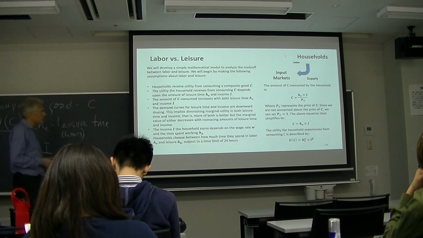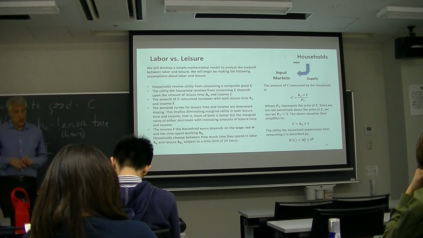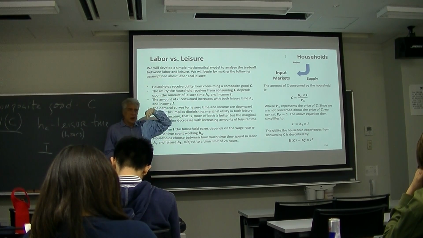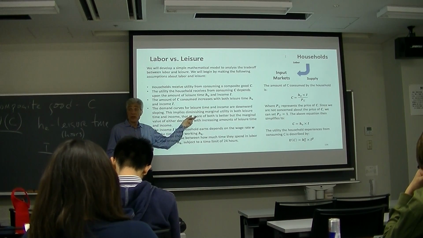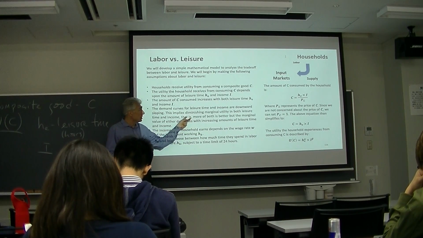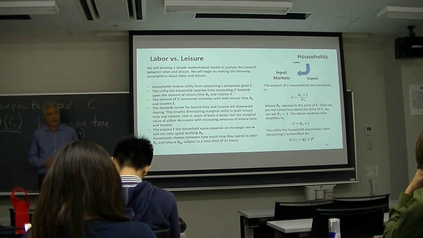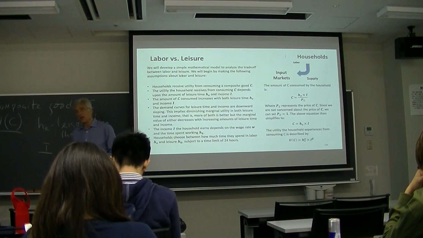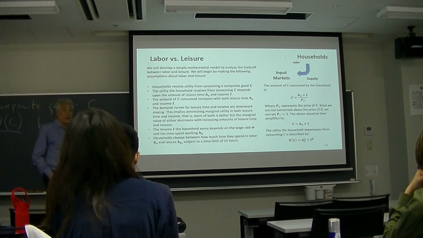Now, we're also going to say that the demand curves for leisure time and income are downward sloping. We've talked about the demand for things being downward sloping. That implies diminishing marginal utility, which we've talked a lot about, so this should make sense by now. We want more leisure time, but the more we have, the less satisfaction we get out of it. The same goes for income: the demand curve for income is downward sloping.